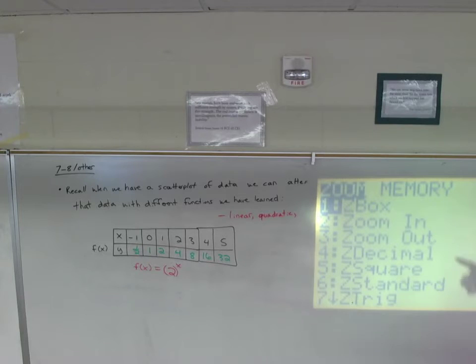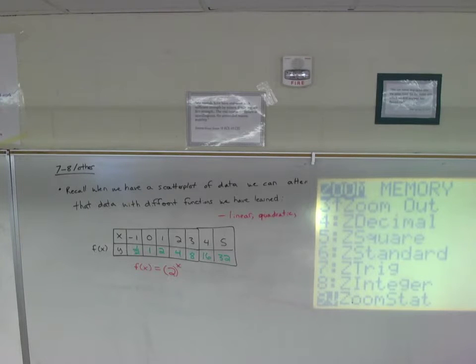And then I go zoom. Now you could manually fix the window, but does someone remember what I hit zoom if I have data? Standard is for functions. It's 9. If you go down, zoom stat is for any kind of data you might have, any type of graph.